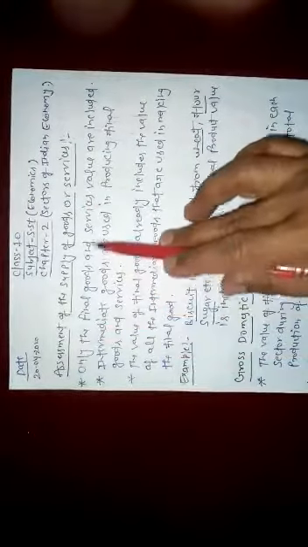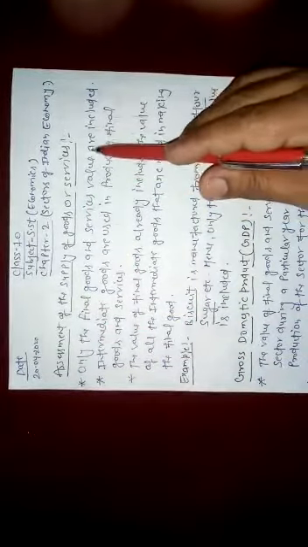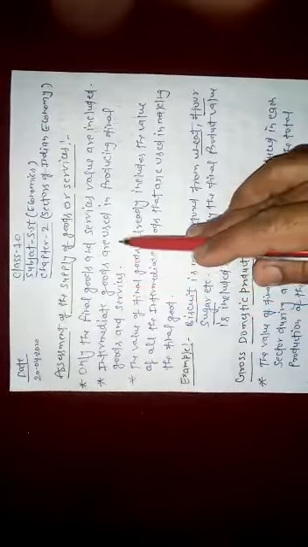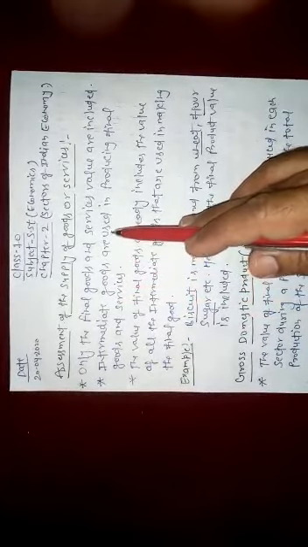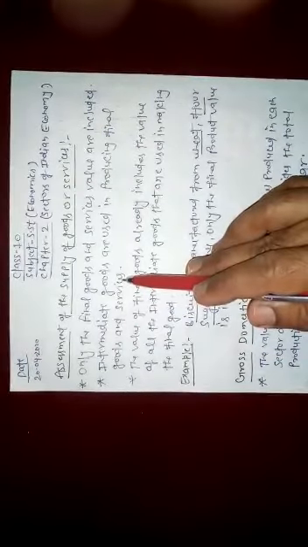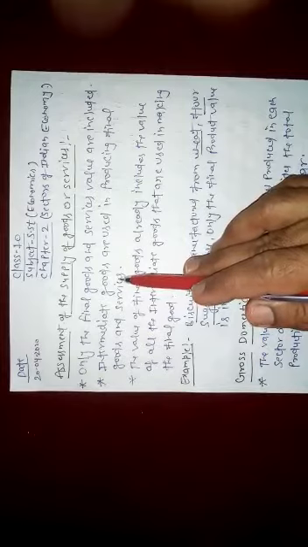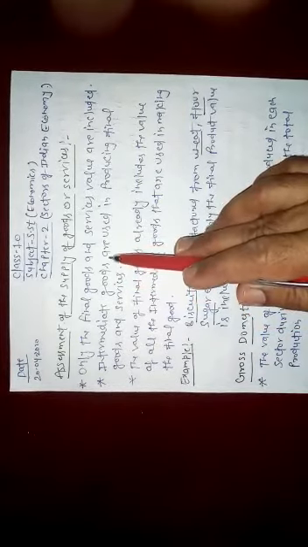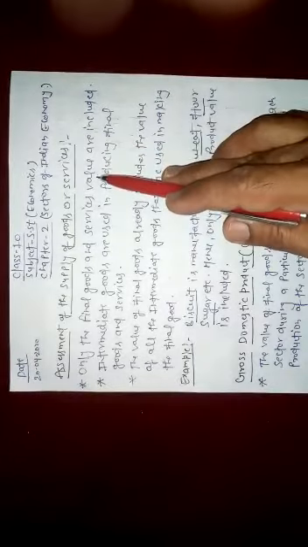Only the final goods and services value are included, not intermediate goods or the raw material. The intermediate goods are used in producing final goods and services. Intermediate goods are helpful, raw material are helpful, primary goods are helpful, but the final goods have more value in the formation of that particular goods.